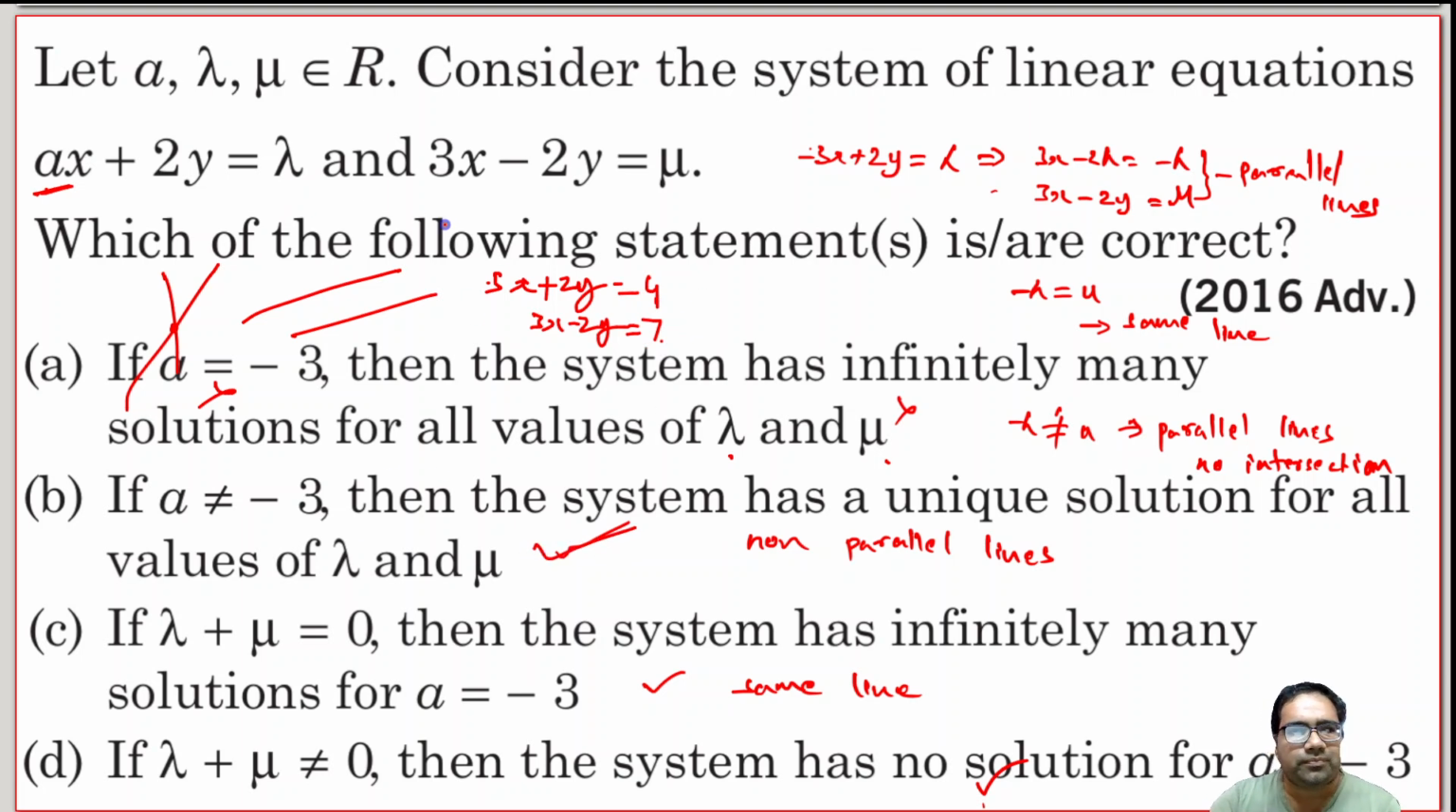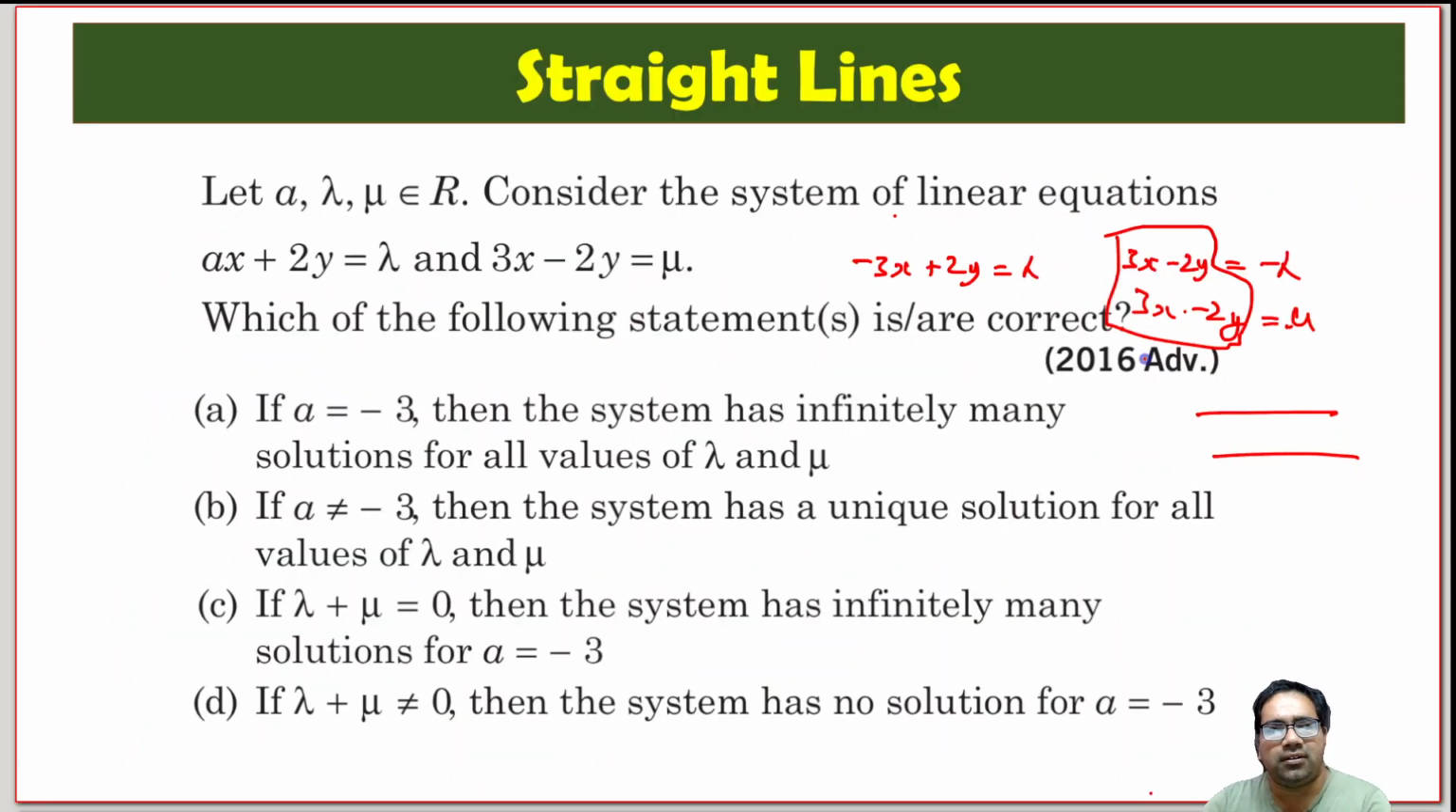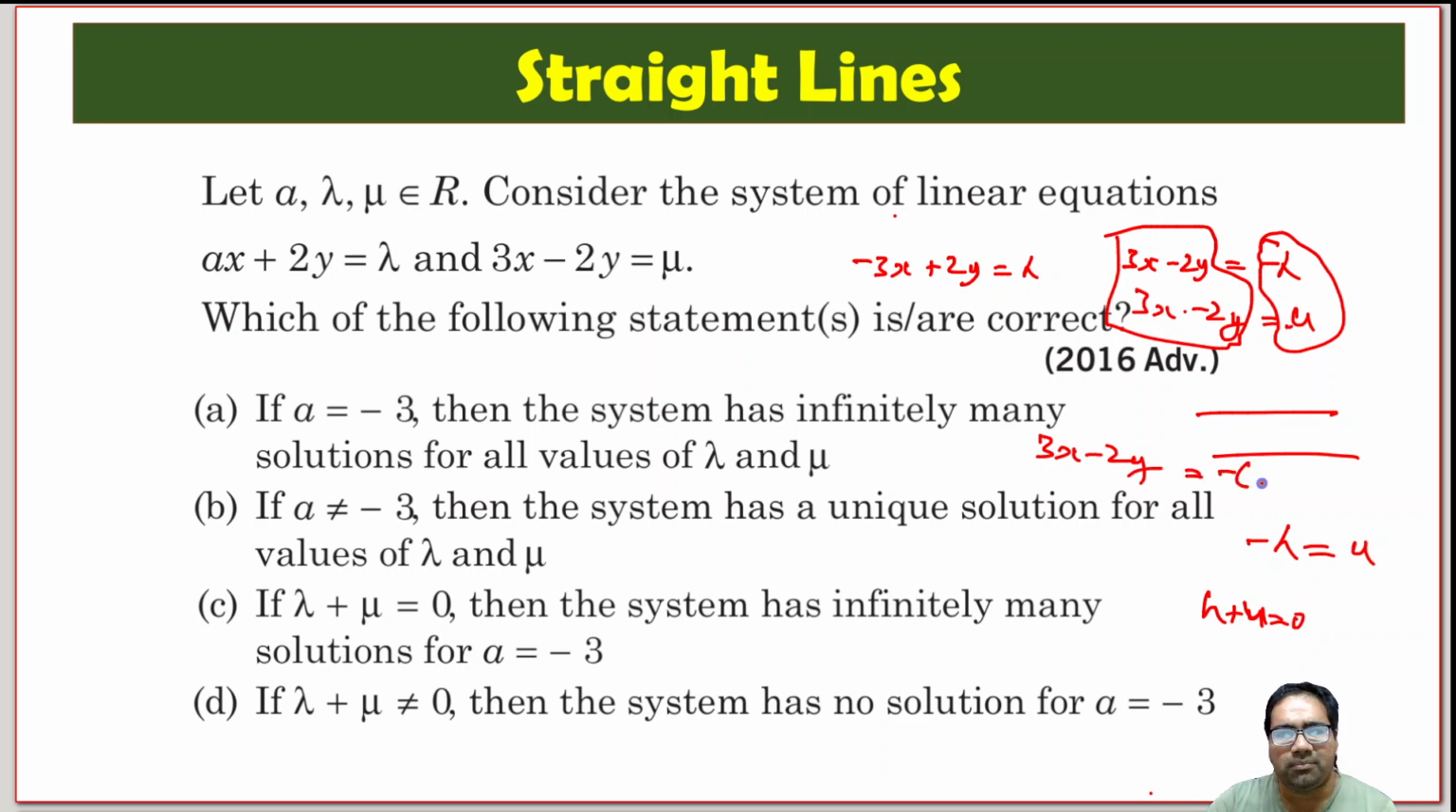The third statement. So we have these two lines, 3x − 2y = −λ and 3x − 2y = μ. What does that mean when −λ is equal to μ? Both lines are same. We are not talking about two different lines then. That is, when λ + μ equals 0, we are talking about the same line. We are talking something in this format, right?